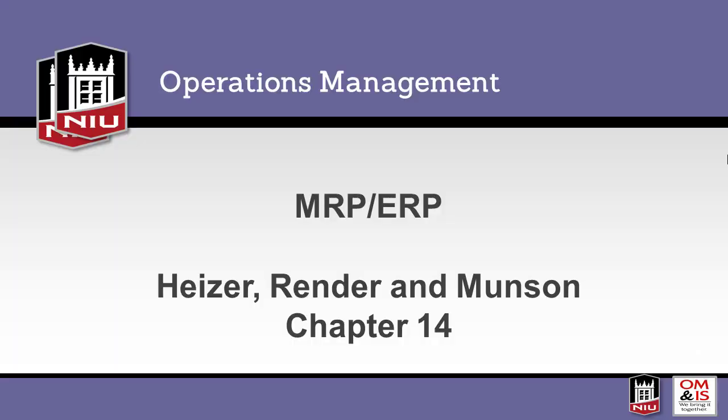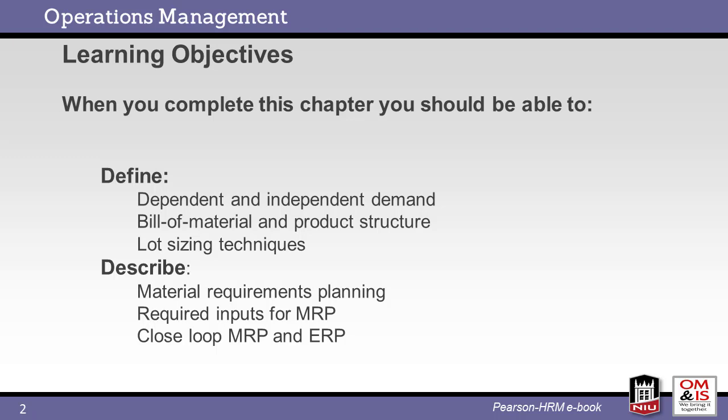Chapter 14, MRP and ERP. By the end of this chapter, you will understand the difference between dependent and independent demand. You will know how products are structured using a bill of material and how materials requirements planning and enterprise resource planning systems work together to manage complex business processes.